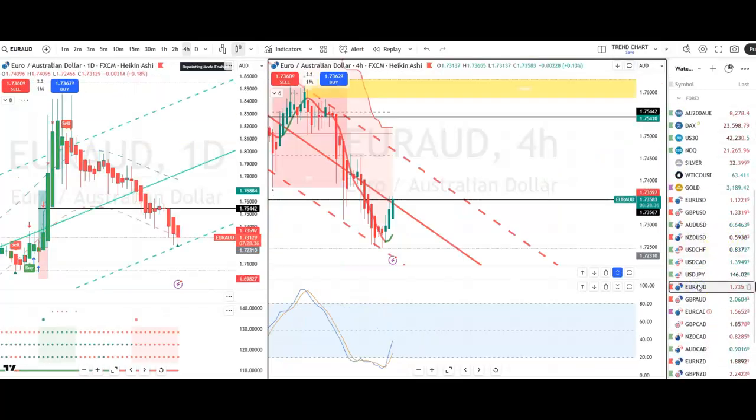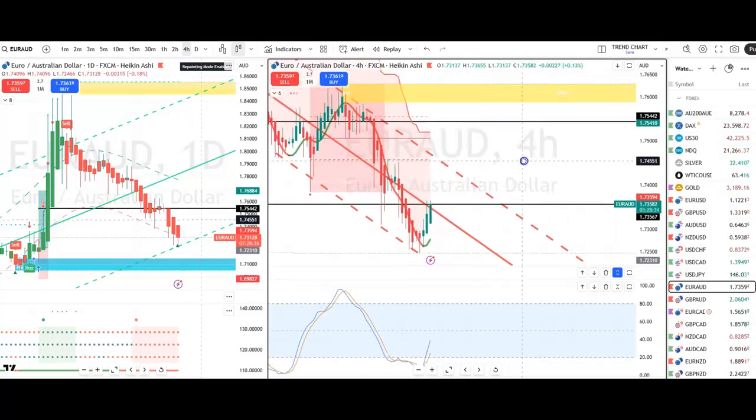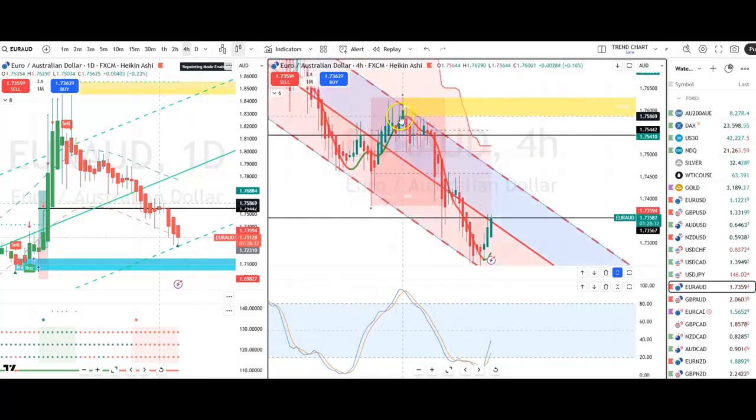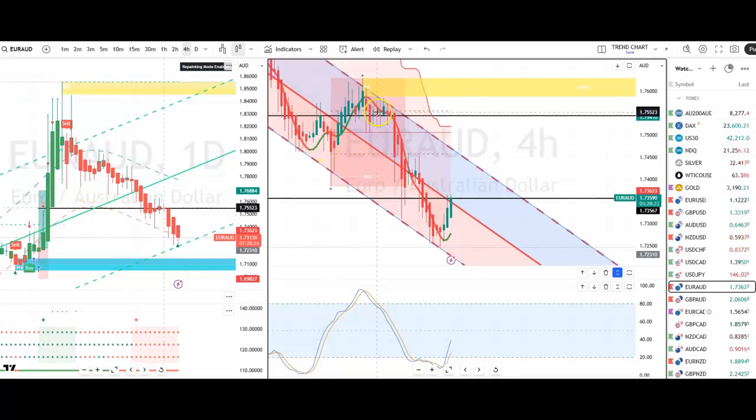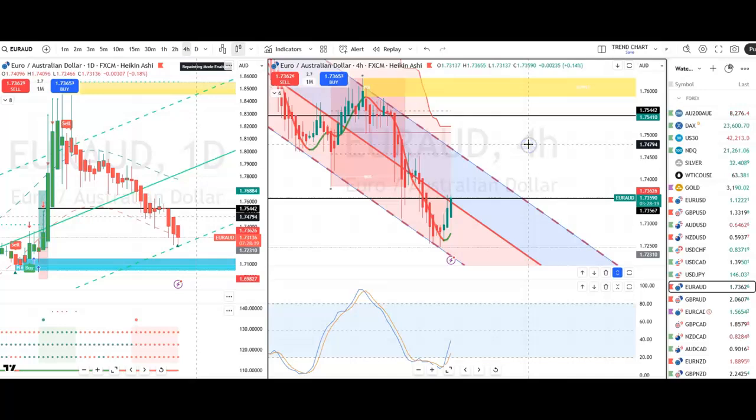Euro Aussie to the downside. This was looking really nice, actually. If you got into this area here, I know some of you did, so congratulations. Fantastic move there. How many pips is that? Did you get it? 262 pips down to there. Fantastic. Well done if you did.